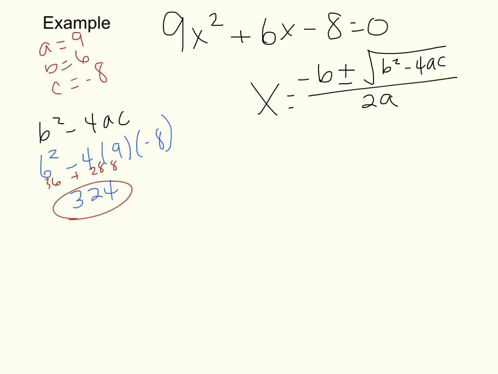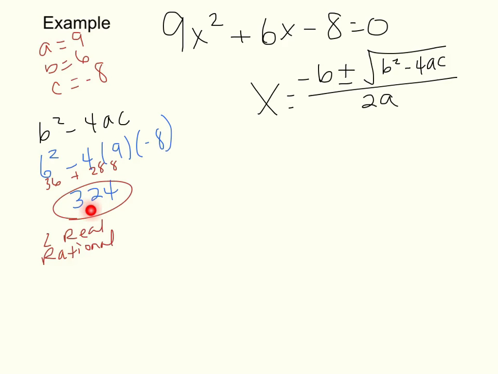So my discriminant of 324 is a positive number, and it's actually a perfect square. It's because 18 squared is 324. So that means I should get 2 real rational roots based on that chart we filled out. Okay, because it's positive and a perfect square.